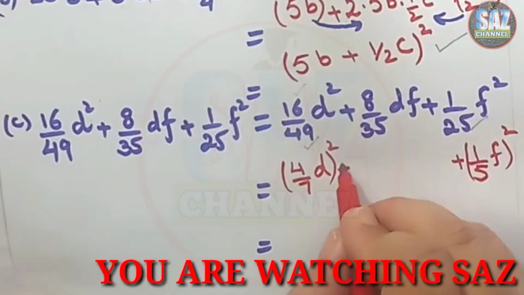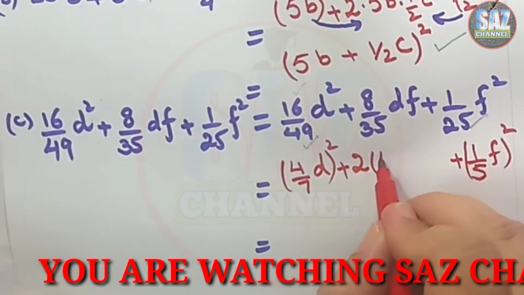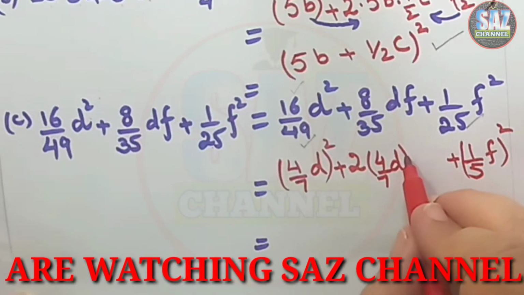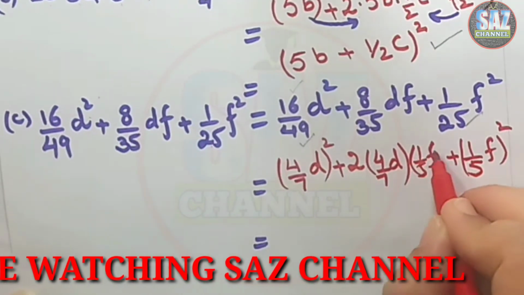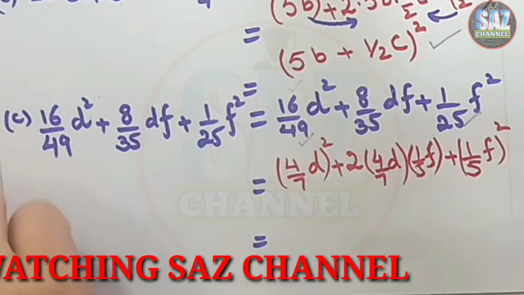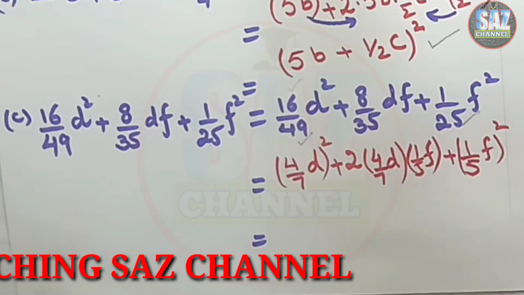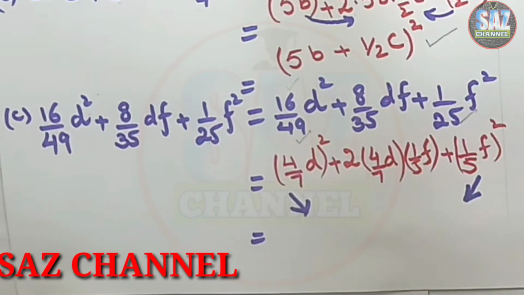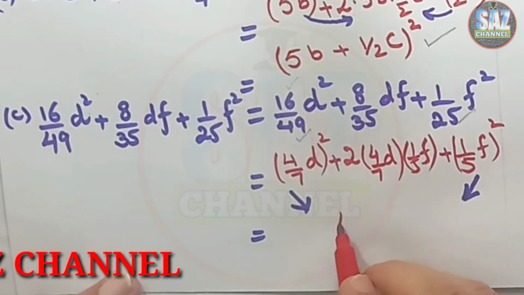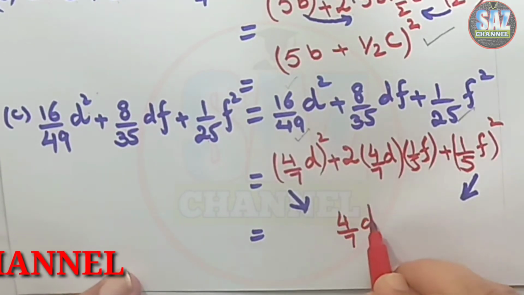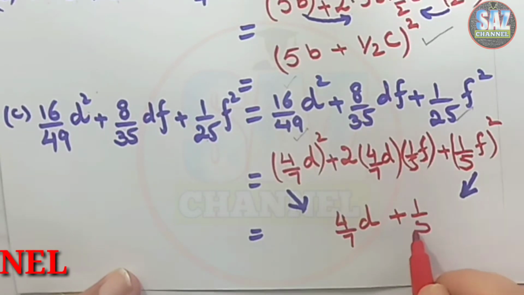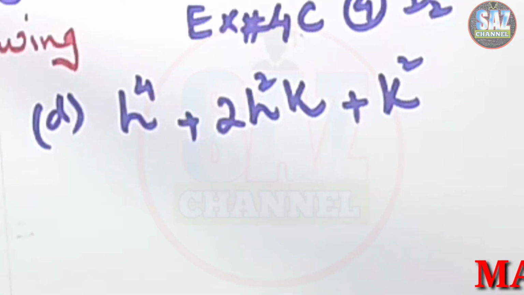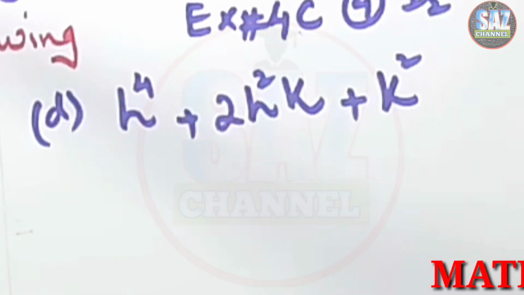Now at the middle place I will write 2, a from the first place, that is 4 over 7d, and b from the second place, that is 1 over 5f. Now I have to write the expression in a plus b whole square form. So I'll take a from the first part and b from the second part, and I'll write it in the form 4 by 7 d plus 1 over 5 f whole square. Easy. I hope you have understood this question. Let's move to the last part of the question.